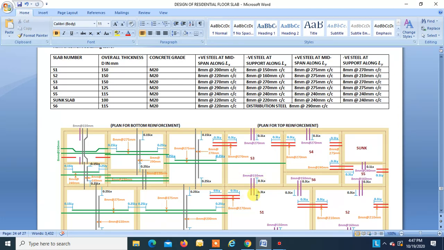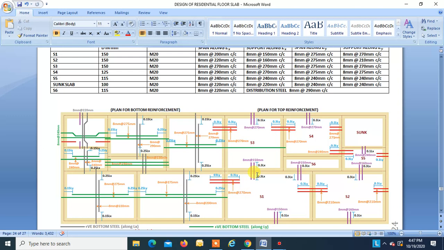Please remember that. Provide the maximum area of steel on the common edges, right? This is something you have to take care of in case of negative steel, because the moments for the two different slabs at the support will be different. So provide the maximum steel for the maximum moment. The moment for slab S1 here is greater than the moment of slab S3, right? So provide this steel for the greater moment.